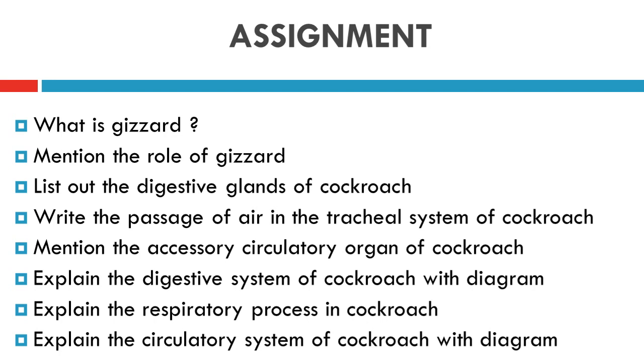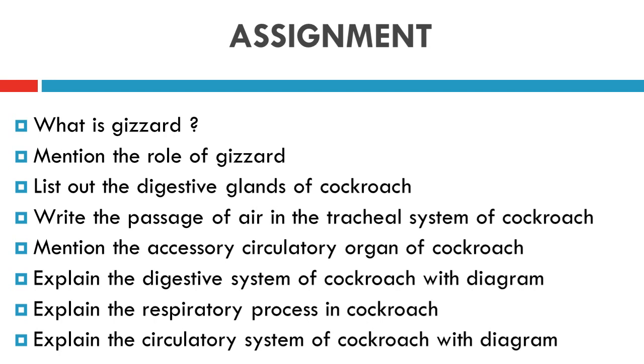Write the passage of air in the tracheal system of cockroach. How does the passage take place? First the air moves into the spiracles and goes to the trachea. From the trachea it goes to the tracheoles. Then it is supplied to the tissues. So that route we can write. It is given in the textbook, you can go through it. Then, mention the accessory circulatory organ of cockroach. What is the accessory circulatory organ? Pulsatile vesicles, present at the base of the antenna, right?